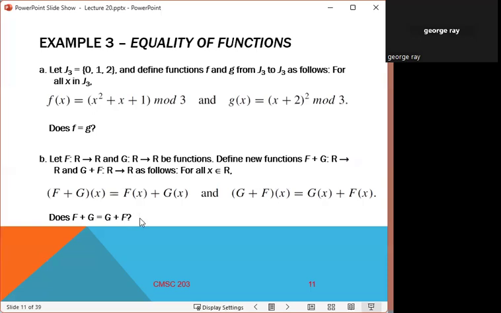So let's take a look at these. We have a set J3 = {0, 1, 2}, and we have these functions of J3 to J3. For all x in J3, f of x is equal to x squared plus x plus 1 modulo 3, and g of x is equal to (x plus 2) squared modulo 3. So the question is, does f equal g? Well, let's look at that.